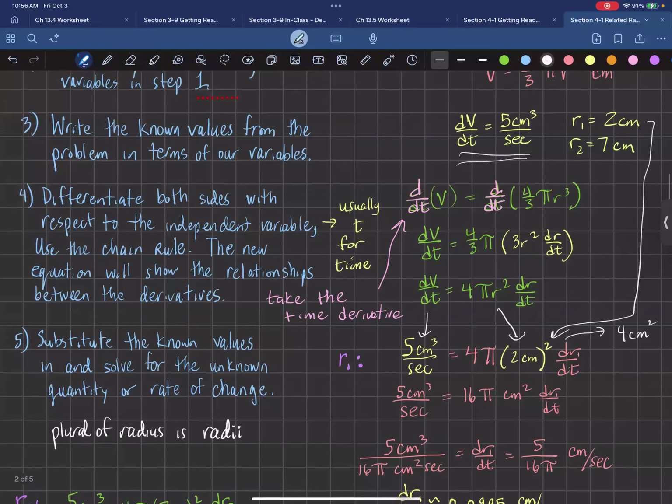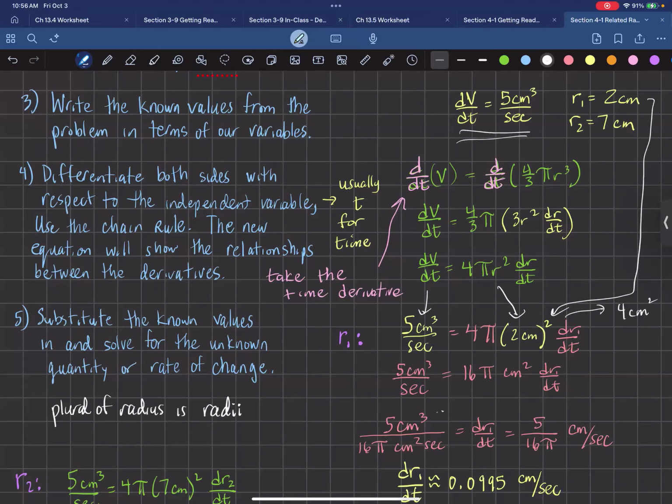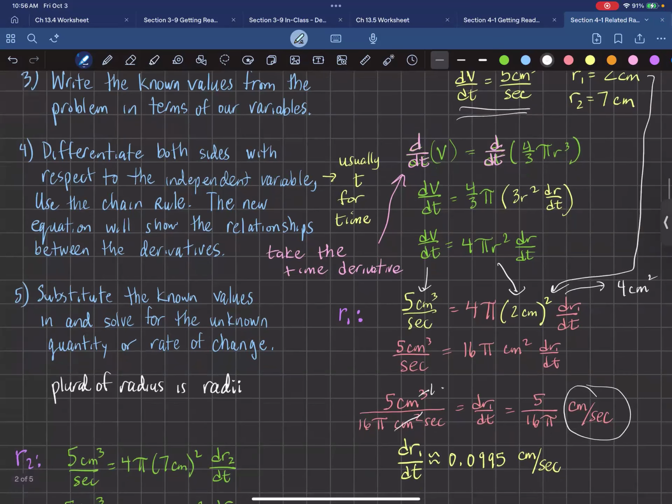So I divide by 16 pi centimeters squared. You'll notice there are 3 centimeters on top. It cancels those, leaving behind a 1. We just have centimeters squared left as units. And 5 over 16 pi, I did that in a calculator. I divided by 16 pi first, and then did 5 divided by the answer. I wrote it out to 5 decimal places, 0.0995 centimeters per second.